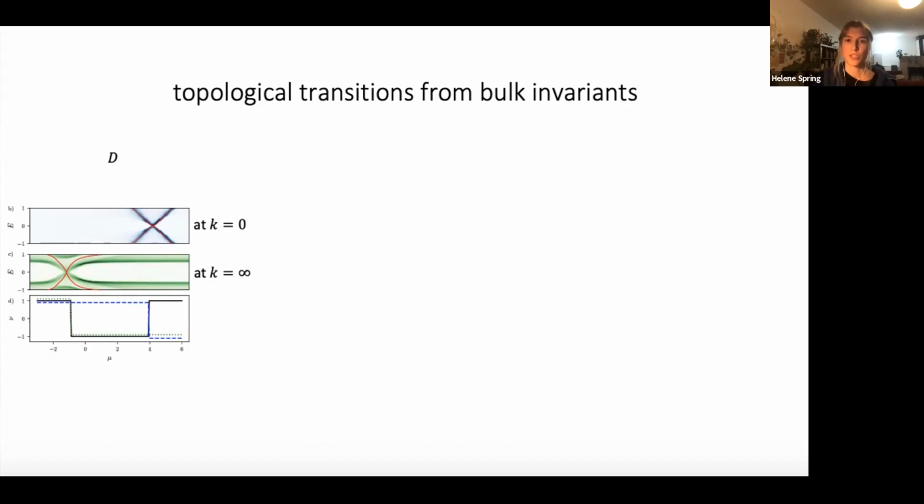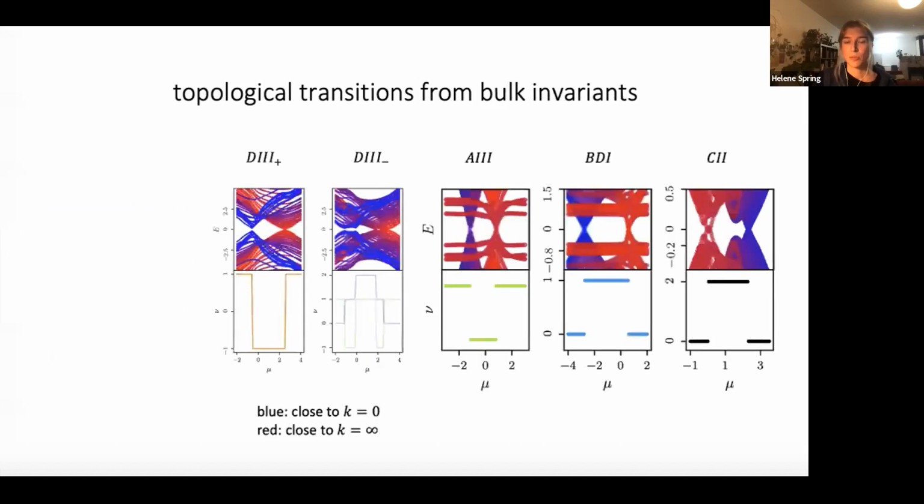The transport data we saw earlier was precisely for this model, and we collected it at a value of the chemical potential that is within this topological regime. So this is strong evidence for a bulk-edge correspondence. We also see similar behavior for the other classes. Here we see the spectra of the effective Hamiltonian as a function of chemical potential for several values of k between 0 and infinity, and the corresponding quantized values of the bulk invariant switching as expected at the gap closings.